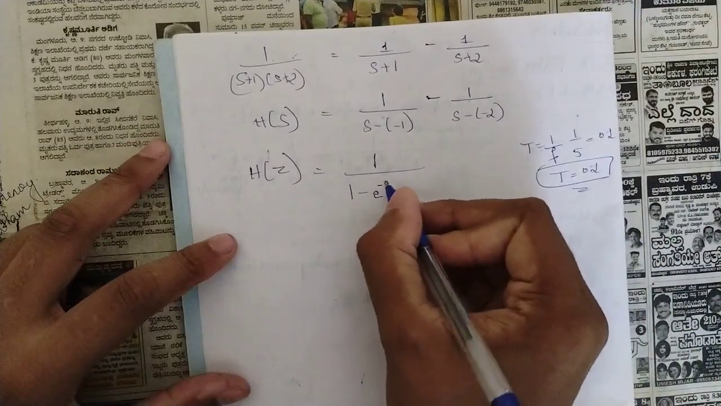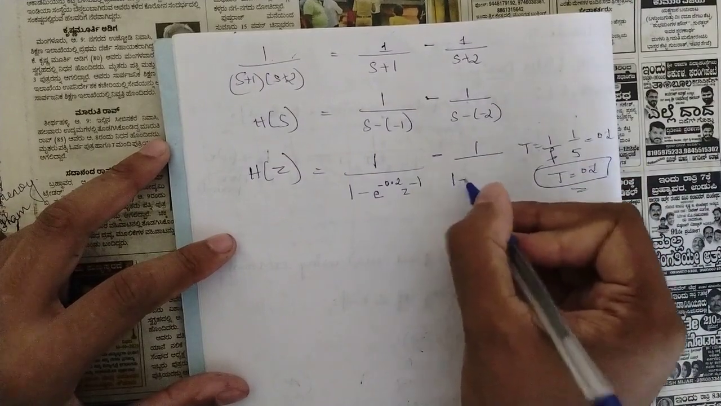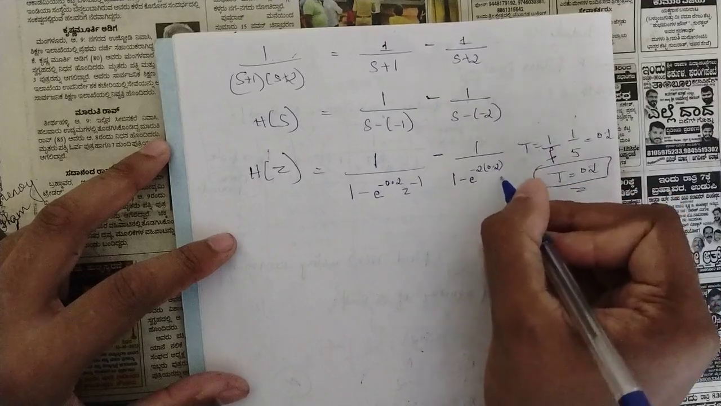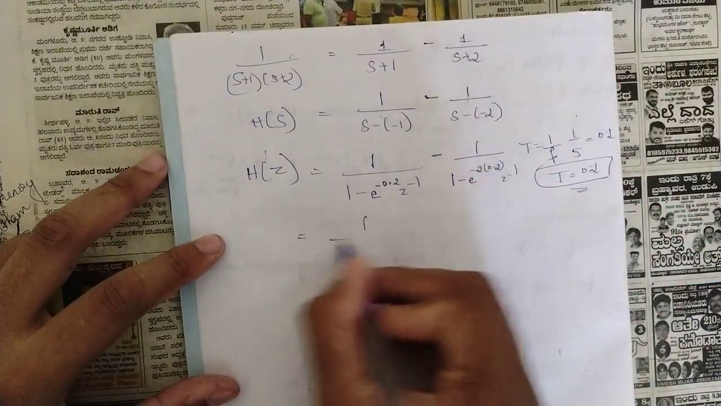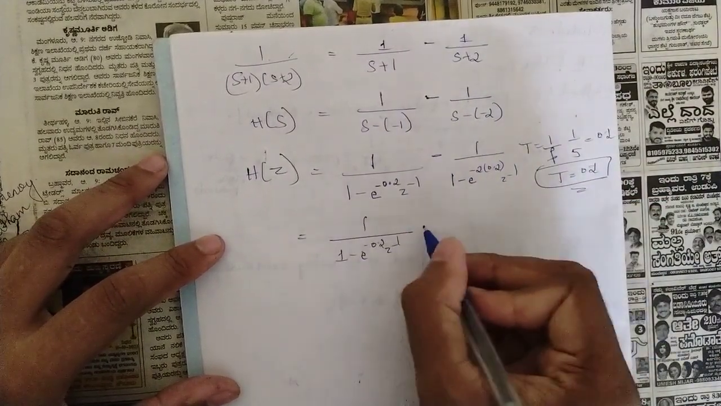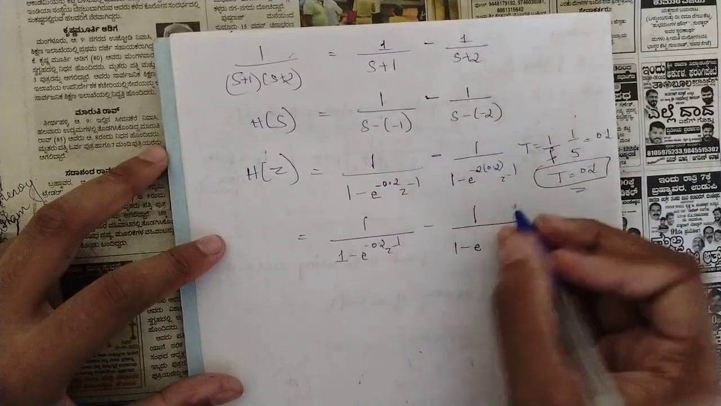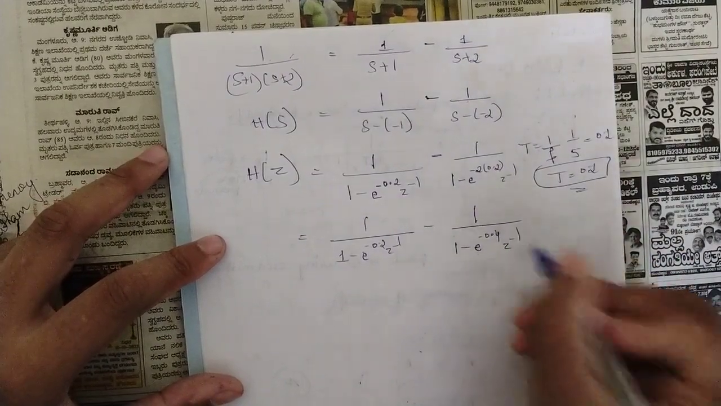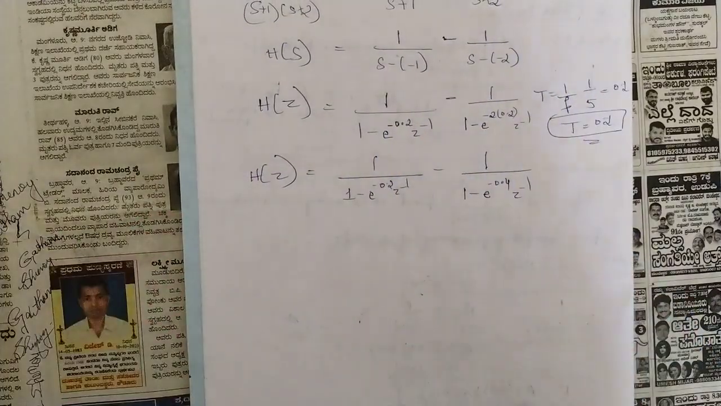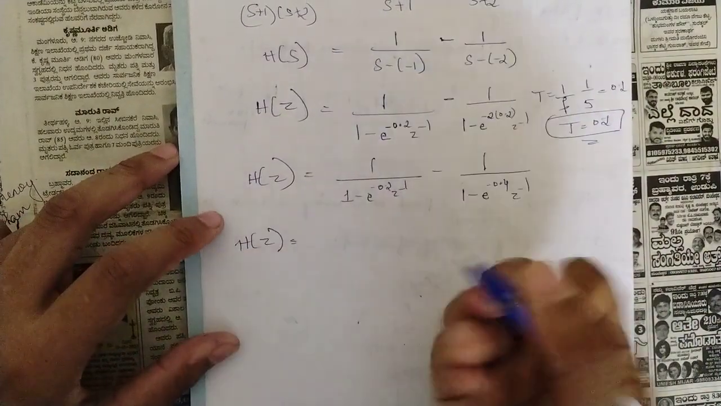So here in place of T we should be writing minus 0.2 Z inverse. Here again the same thing, 1 minus e to the power, the root is minus 2 into 0.2 Z inverse. So that is equal to 1 divided by 1 minus e to the power minus 0.2 Z inverse, minus 1 divided by 1 minus e to the power 2 into 0.2, that is minus 0.4 Z inverse. This is for H of z. Now we can further solve this equation and simplify it, or you can conclude it here, no problem. So let's further simplify and see what answer we are getting.